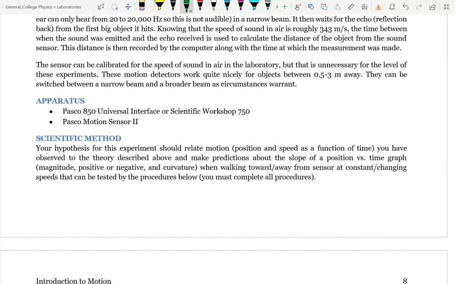The apparatus we're going to have is the Pasco 815 Universal Interface and the Pasco Motion Sensor Tube. And I'm going to actually grab some of these. I went through and carefully located everything last class period. One of these is missing. I think I brought it in there, but it might be sitting on my desk in my office, so I'll take this one just in case. So this is the universal interface here. This is the motion sensor. That's all of our equipment.